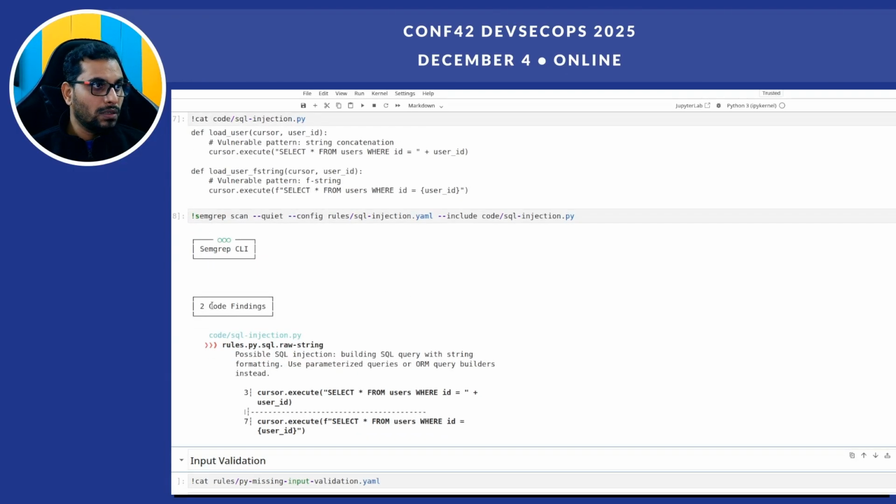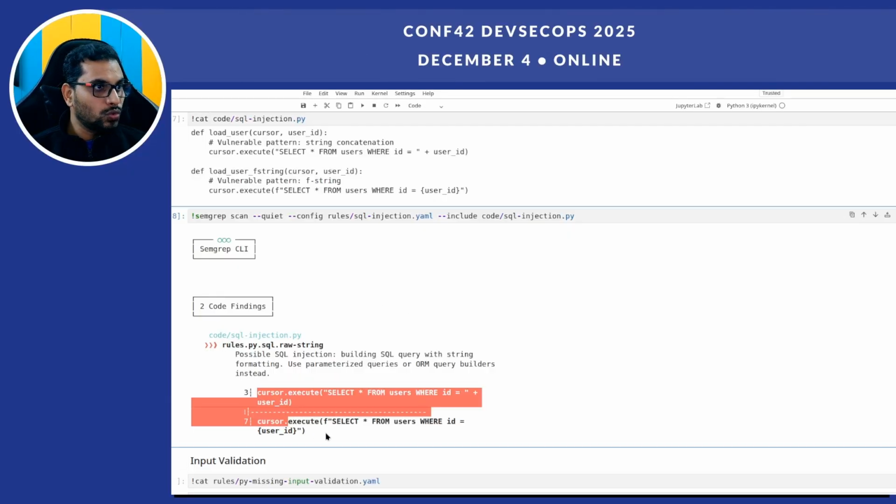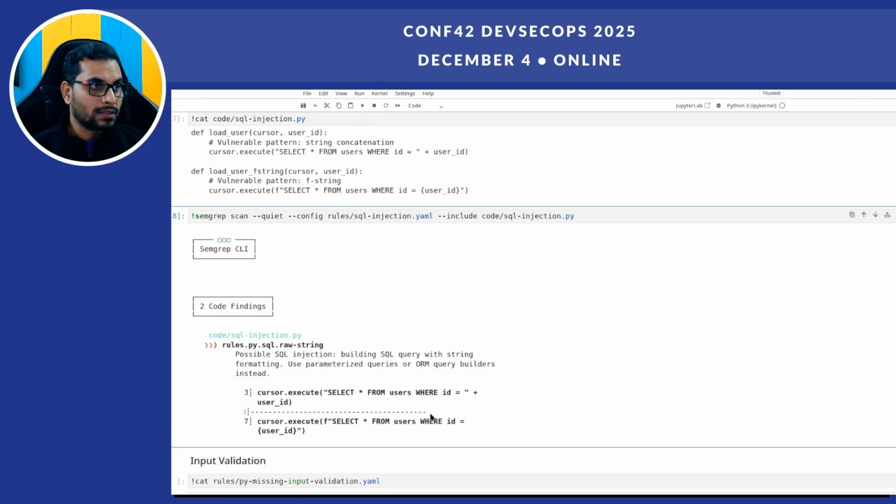Cool. So as we expected, it found 2 issues. As you can see, the file scanned is this one. The rule ID is this one. And as you can see, there are 2 issues that it tells you, I think this is possibly skill injection, and these are the 2 patterns. Out of the 3 patterns we gave, 2 of them were detected here.